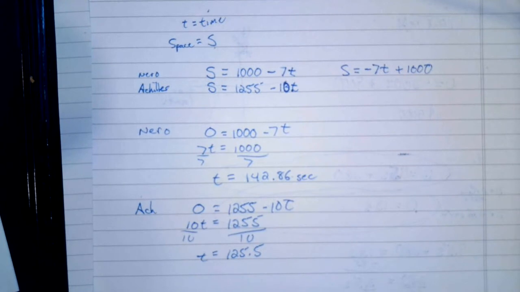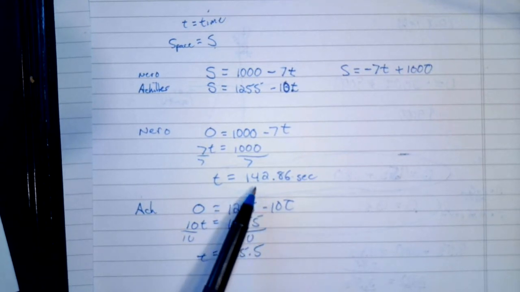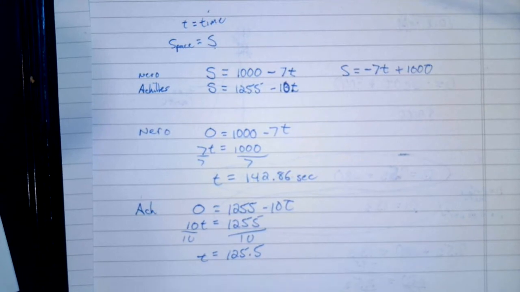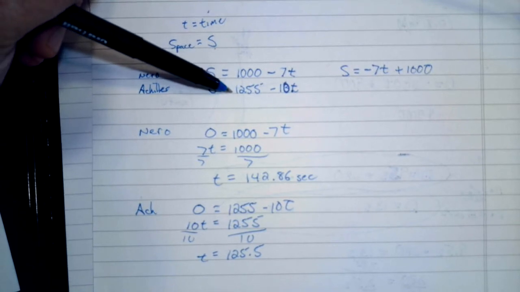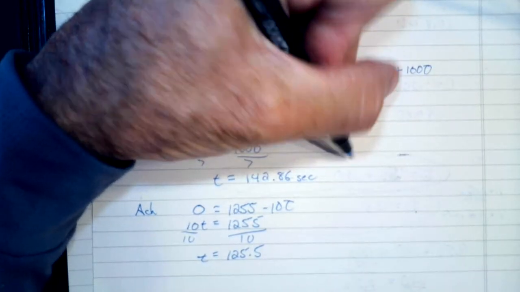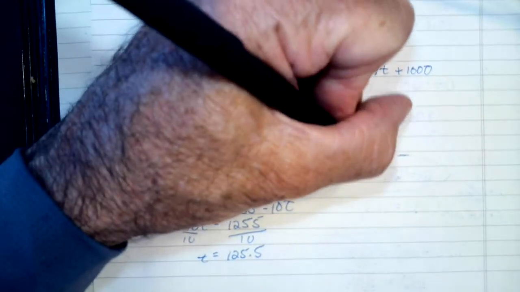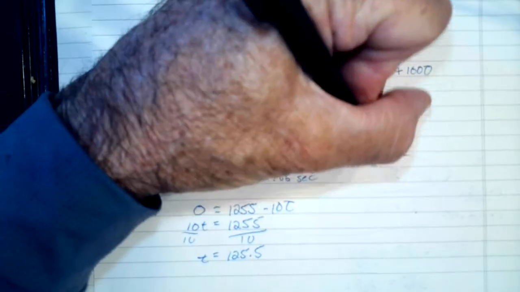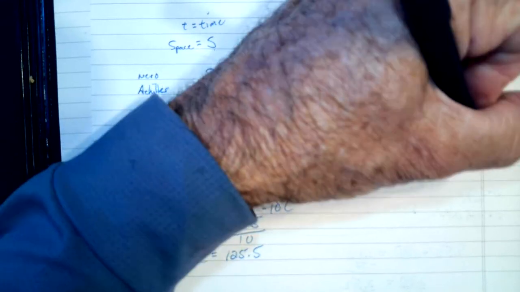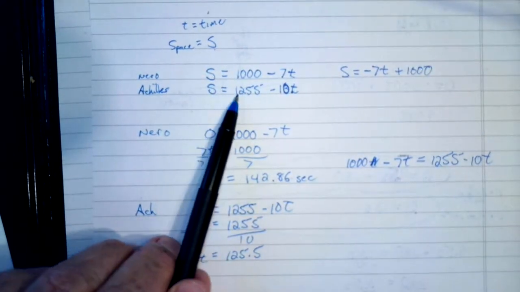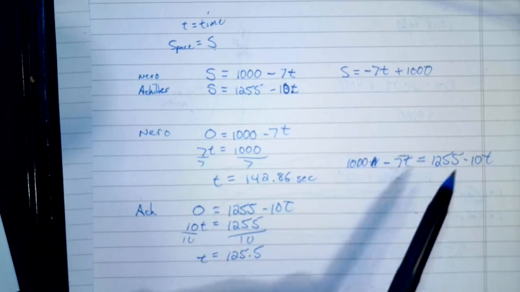So that's part 2. It's going to take Nero 142 seconds worth, and Achilles is going to get 125 seconds. Even though he started with more, he's using it up a lot faster. It makes sense that he would not have as much time. Last one is, what would it be if they had the same amount of space left? Well, that's if this space equals that space. So we just write those equations as 1,000 minus 7t equals 1255 minus 10t. So you're really just saying that this equals that.